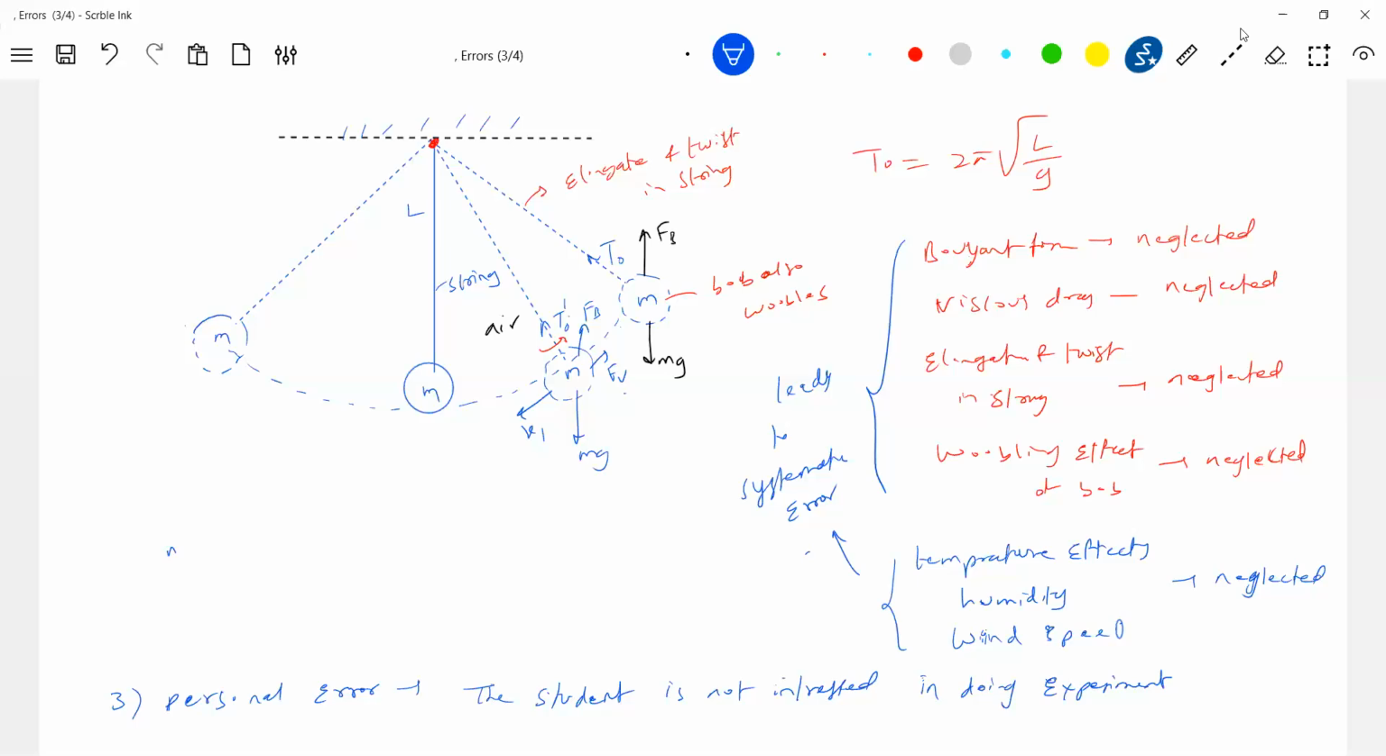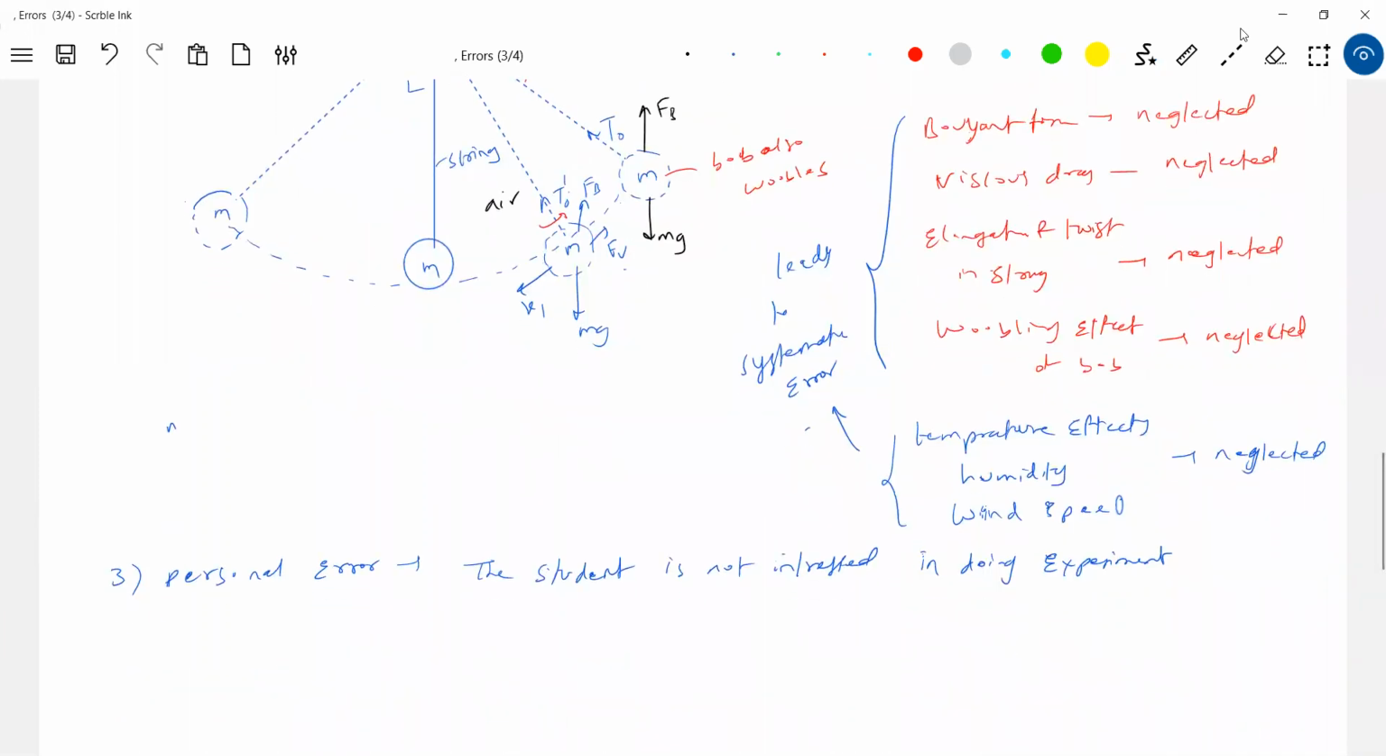Next, before going for that, you should check the stopwatch: is it working or not? Is it having any zero error? All the equipment should be checked to see that it is in proper state. And you should not dip this simple pendulum in water, suspend it here and release it. You should not do that. So the apparatus should be set properly. Personally, the student is not interested in doing the experiment. Second one, the student not setting up the apparatus properly.